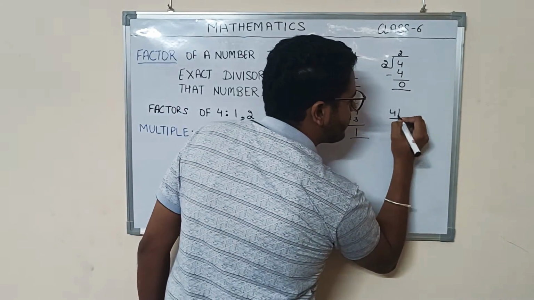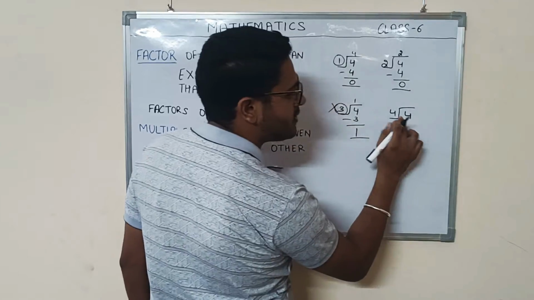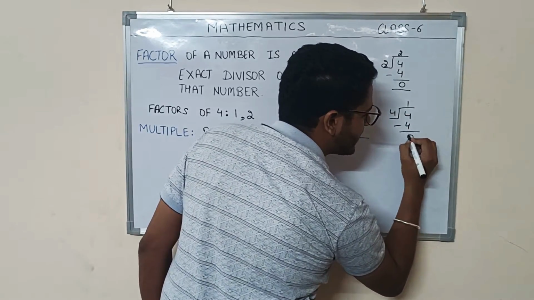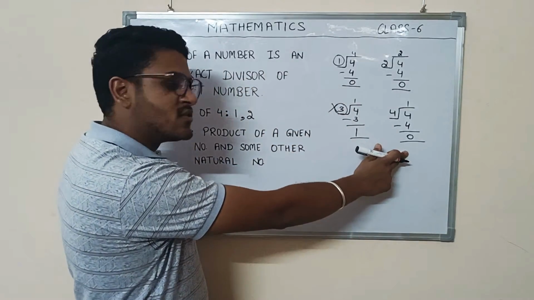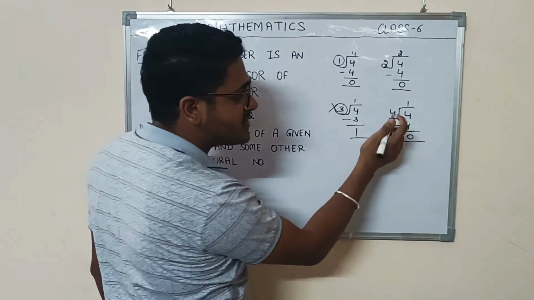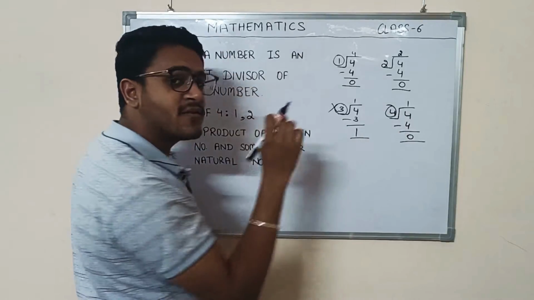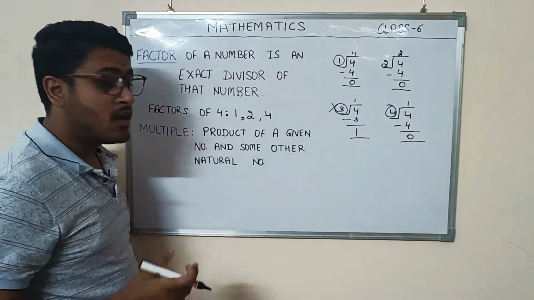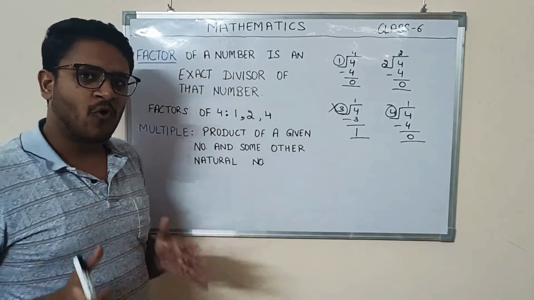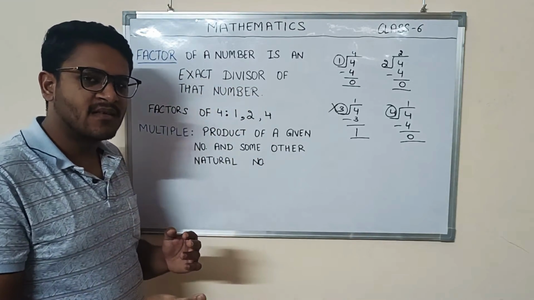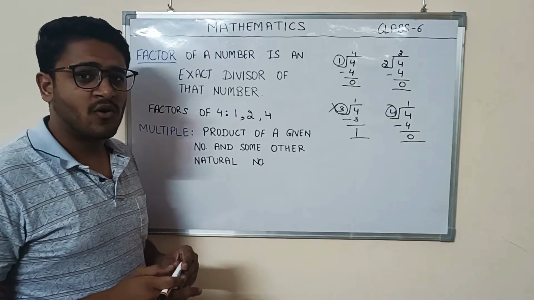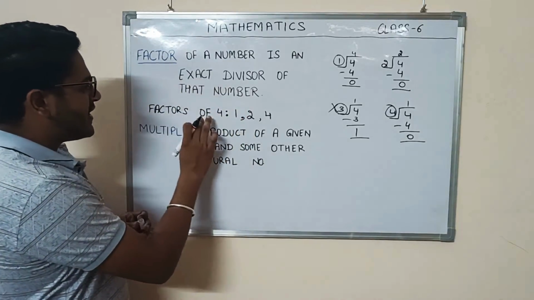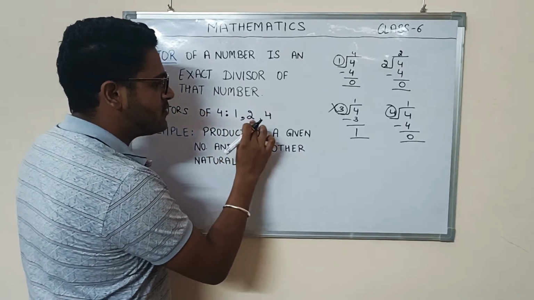Now let's try to divide 4 by 4. 4 ones are 4 and the remainder is 0. In this case also our remainder is 0, which means this number is a factor. 1, 2 and then 4. Now if we try to divide 4 by numbers greater than 4, definitely we are not going to get 0. So from here what we get is that the factors of 4 are 1, 2 and 4.